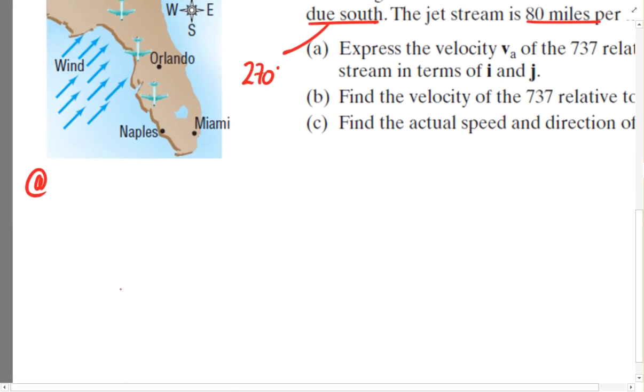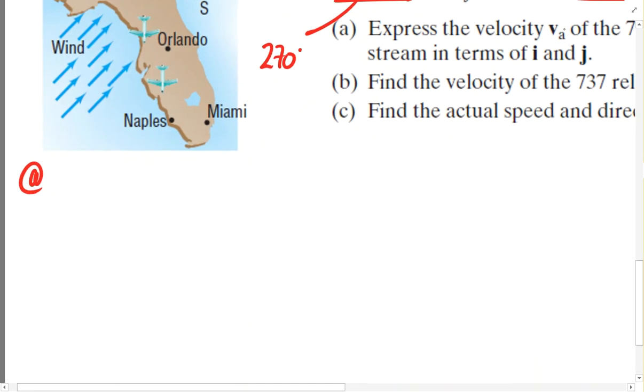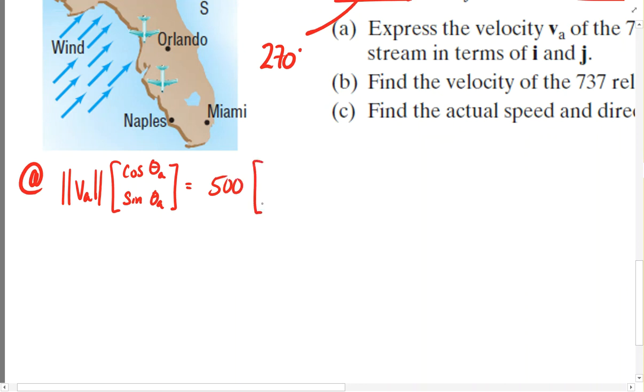So for the velocity of the airplane, they're using the subscript a in this case. We need the magnitude of the airplane, and we need the angle measure of the airplane. So I'm going to use theta A and theta A again. So theta A for the angle of the airplane. So in this case, we're dealing with 500 miles per hour as our magnitude, and cosine 270 and sine 270.